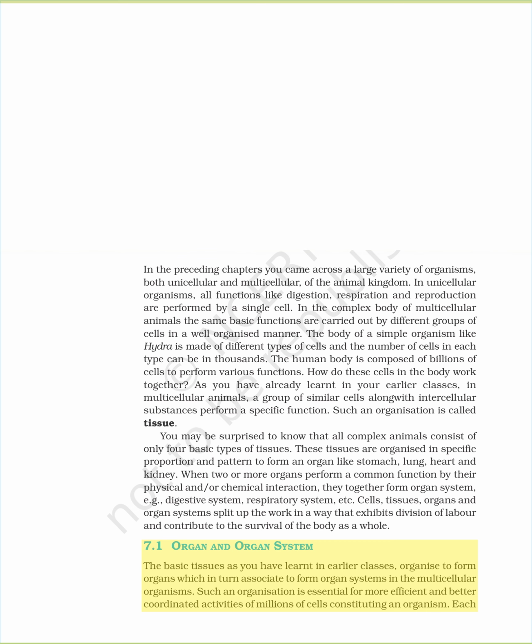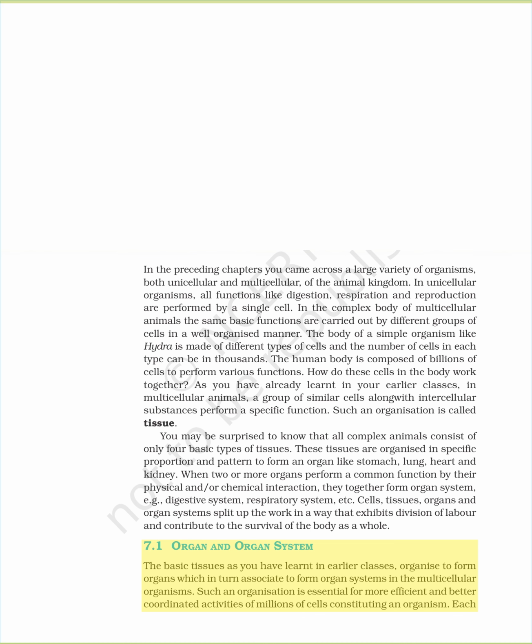7.1 Organ and organ system. The basic tissues, as you have learned in earlier classes, organize to form organs which in turn associate to form organ systems in the multicellular organisms. Such an organization is essential for more efficient and better coordinated activities of millions of cells constituting an organism.